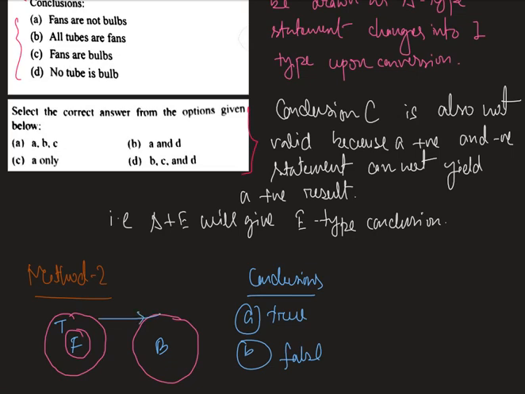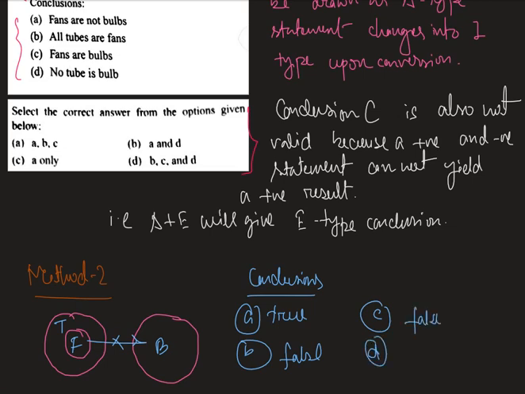As we can see that maybe some of the tubes are fans, but not all tubes are fans. Therefore, B is false. And C says that fans are bulbs. As we can see that there is no connectivity between fans and bulb. Therefore, C is also false.